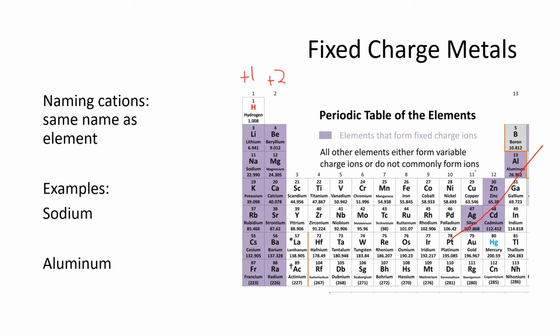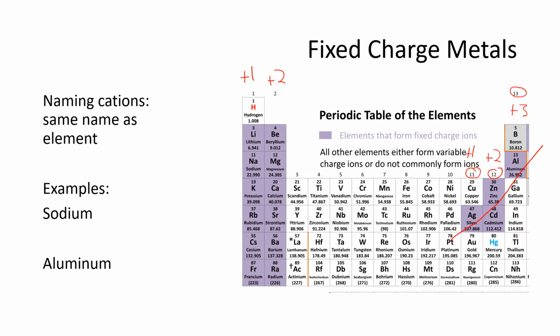So silver is in group number 11, so it's going to go +1. Zinc and cadmium are in group 12, so they'll go +2. And aluminum is in group 13, so it will go +3. And once again, those charges only apply to the elements that are in purple.